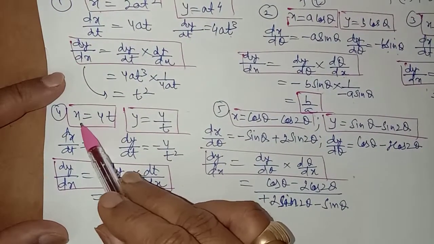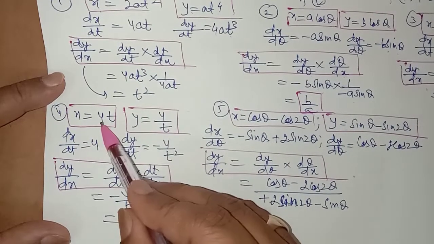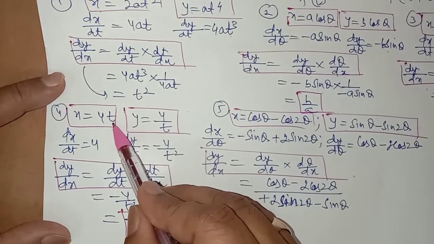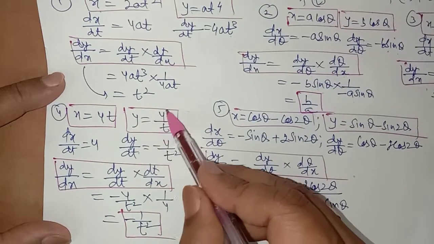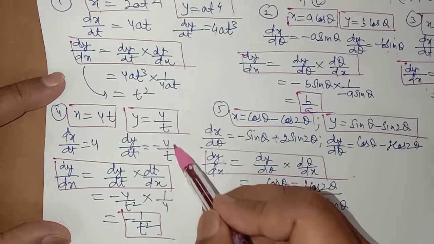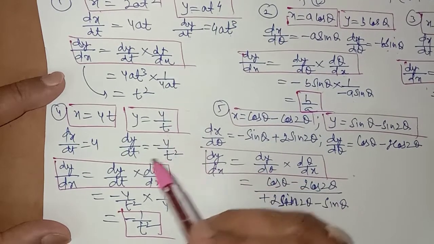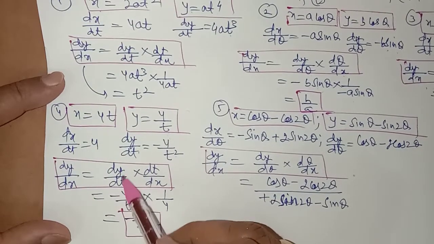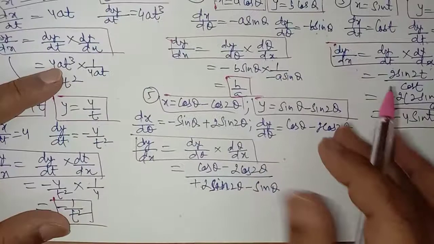Again, in question number 4, x is equal to 4t, y is equal to 4 upon t. So dx upon dt will be equal to 4 because the derivative of t with respect to t is 1. dy upon dt will be equal to minus 4 upon t square because the derivative of 1 upon t is minus 1 upon t square. You should know the derivative of 1 upon t. So dy upon dx, same method by the chain rule, dy upon dt into dt upon dx.